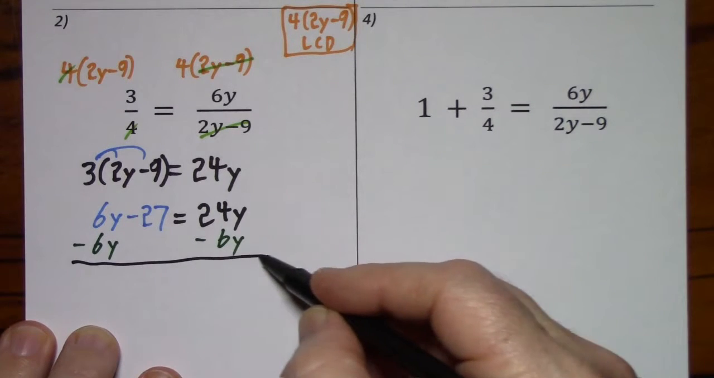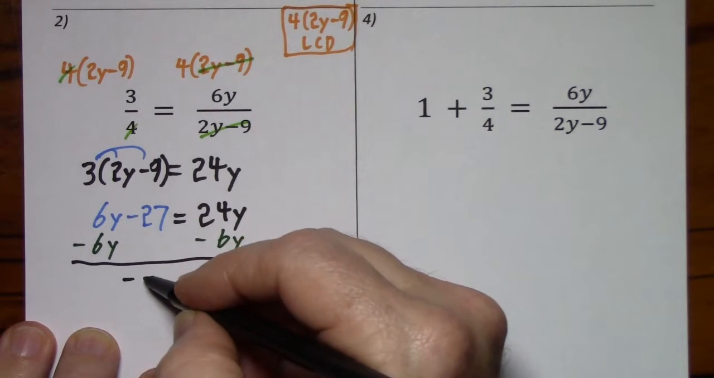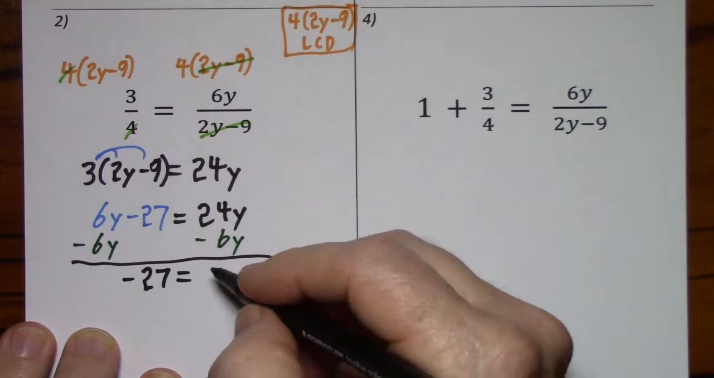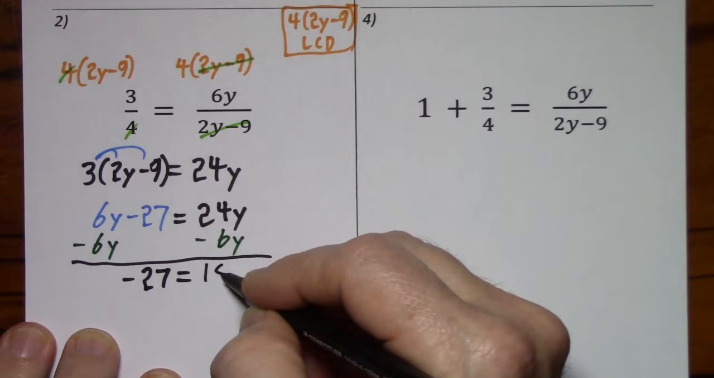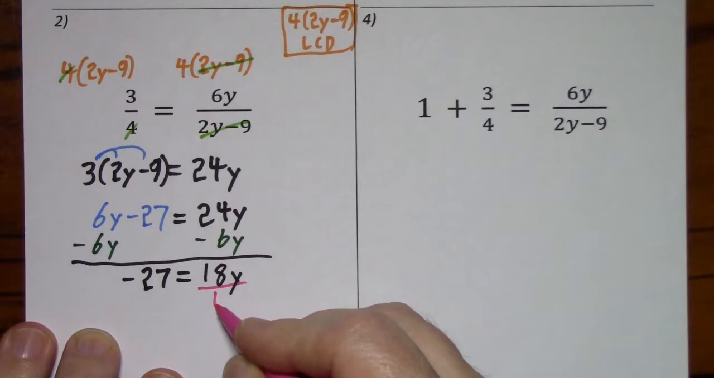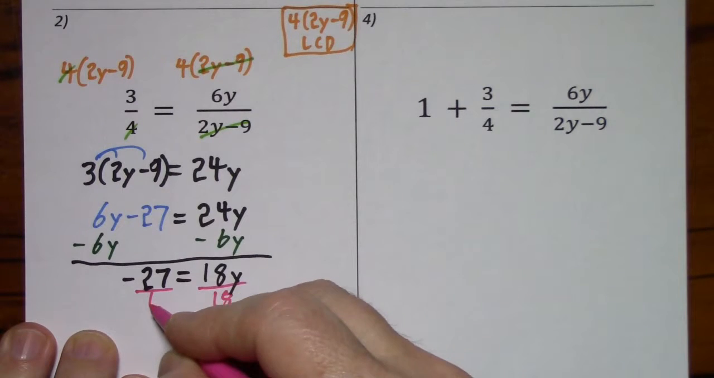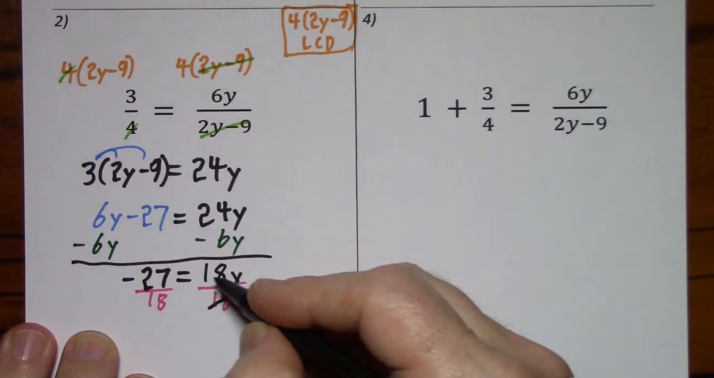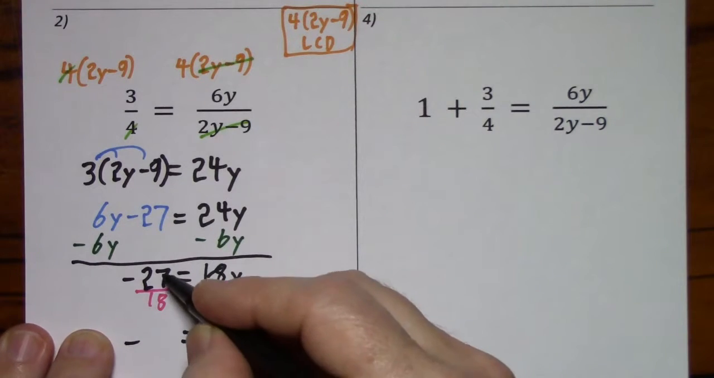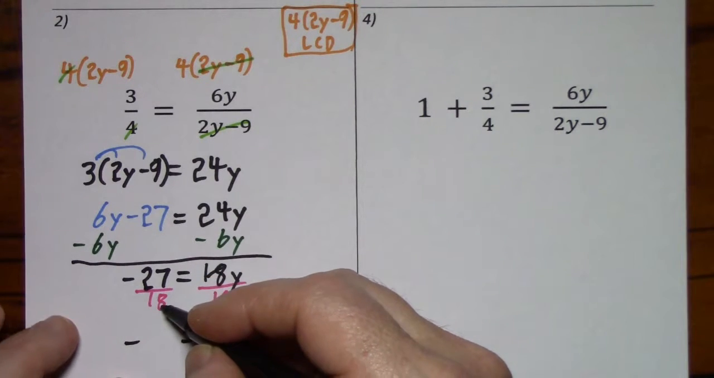Now just draw a line and bring everything down. Negative 27. This leaves us with 18y. And now just divide by 18. Of course, they cancel. So y is equal to a negative, and we can simplify. Divide by 9, divide by 9.